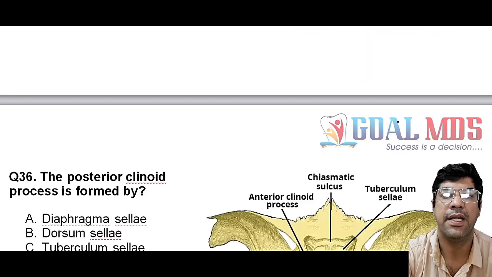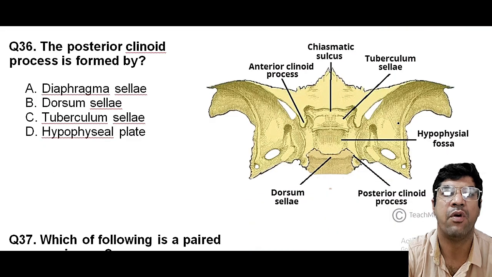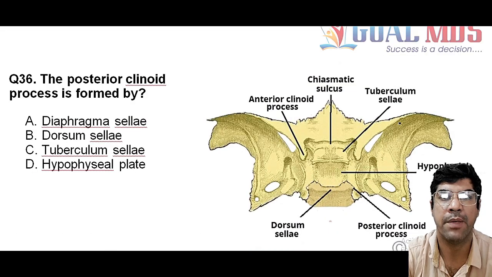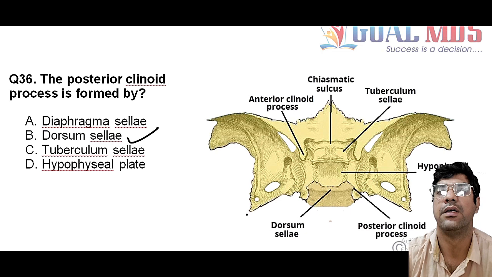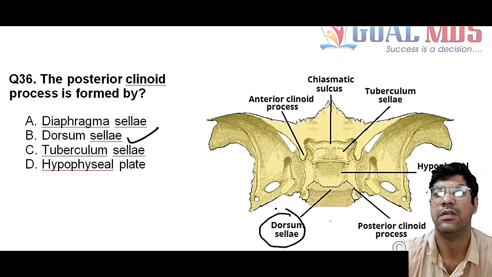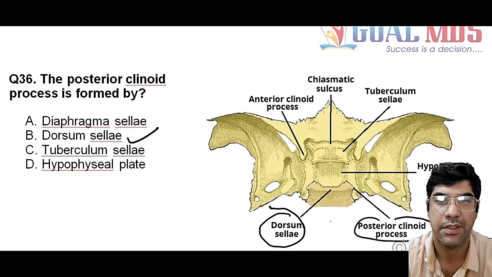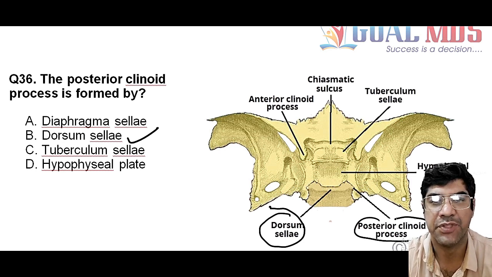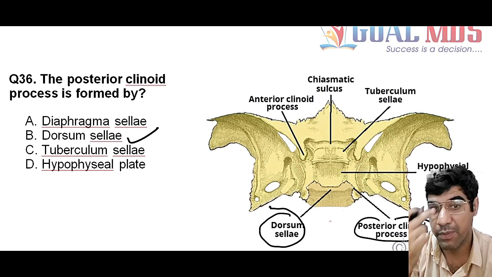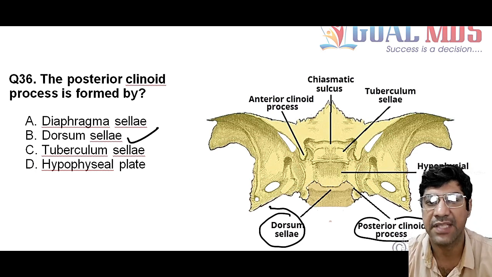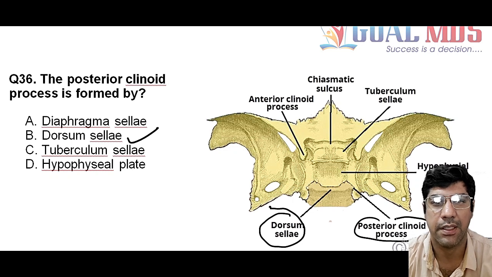The posterior clinoid process is formed by dorsum sellae. So this one is the dorsum sellae, and this is the posterior clinoid process. Dorsum sellae is the posterior portion of the sella turcica, that is a saddle-shaped depression in the sphenoid bone. The posterior clinoid process is the extension of the dorsum sellae.